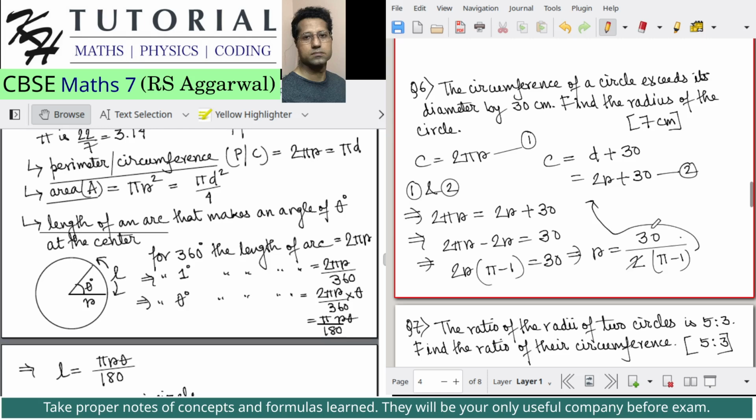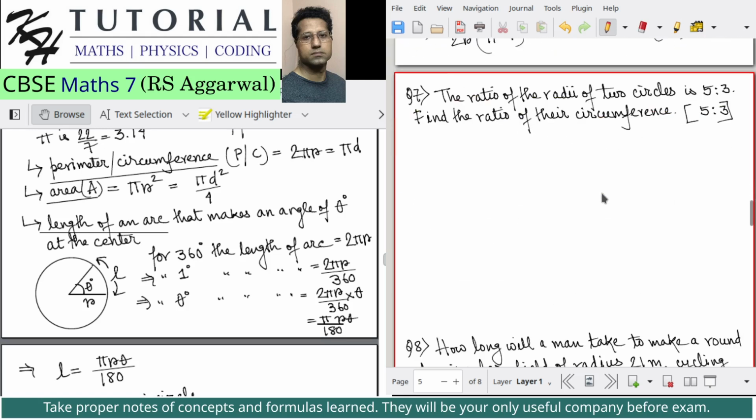So 2 divides 30 with 15. So this is 15 divided by, what is pi? Pi is 22 by 7 minus 1. So this is 15 divided by 15 by 7, and this is equal to 7. So r is 7 centimeter. Okay, let's see the next problem.